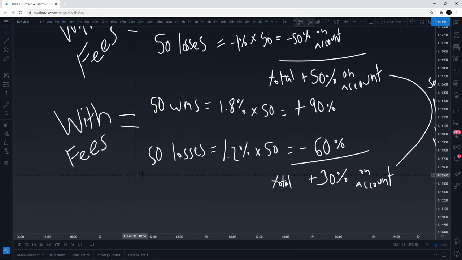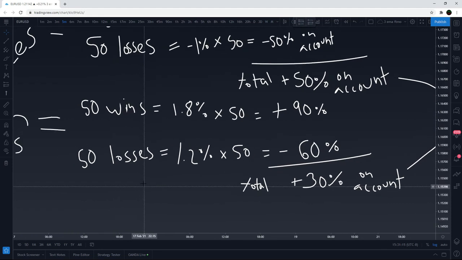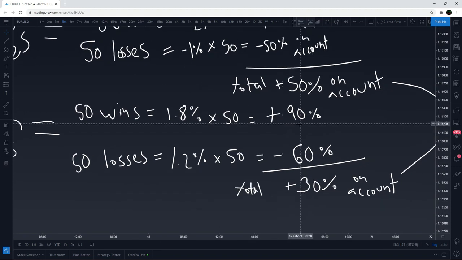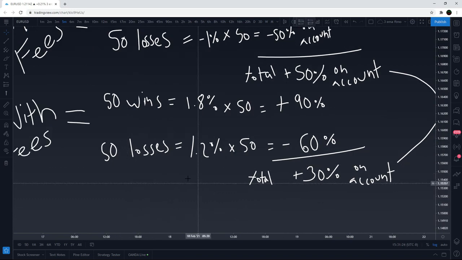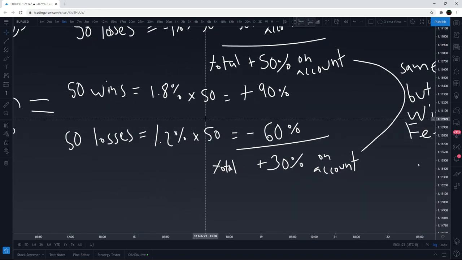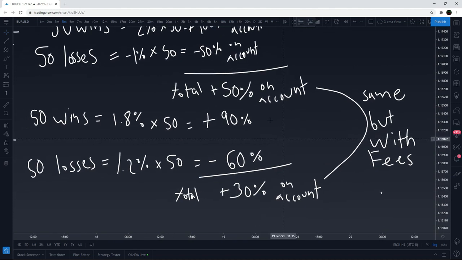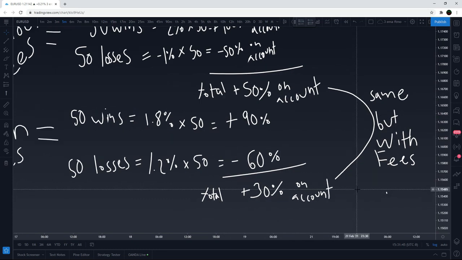Then with fees, 50 wins, so it's 1.8% now with fees, times 50 is plus 90% on your account from the winners. 50 losses, we have the calculation, 1.2% times 50 is minus 60% on your account, so your total is only plus 30% on the account after fees are included. So you go from a 50% gain on the account to a 30% gain on your account.